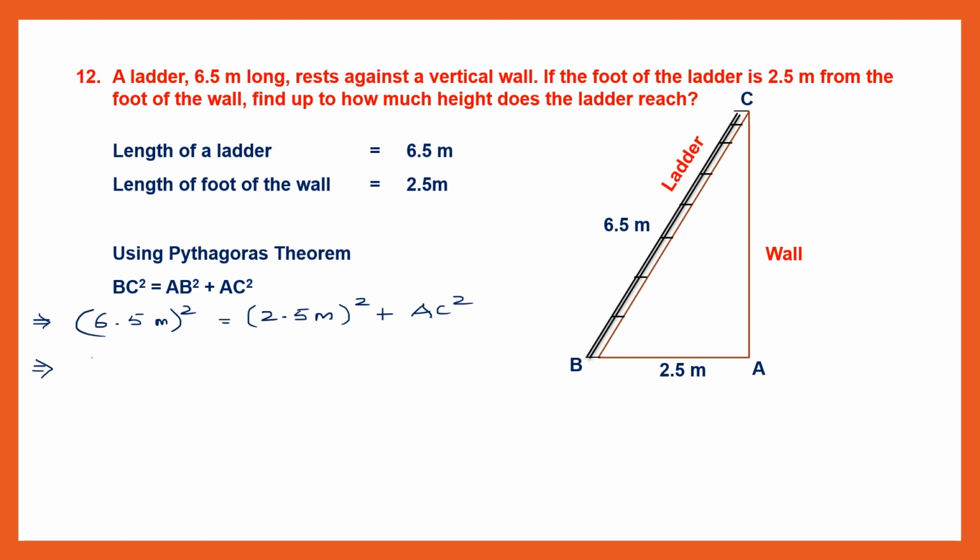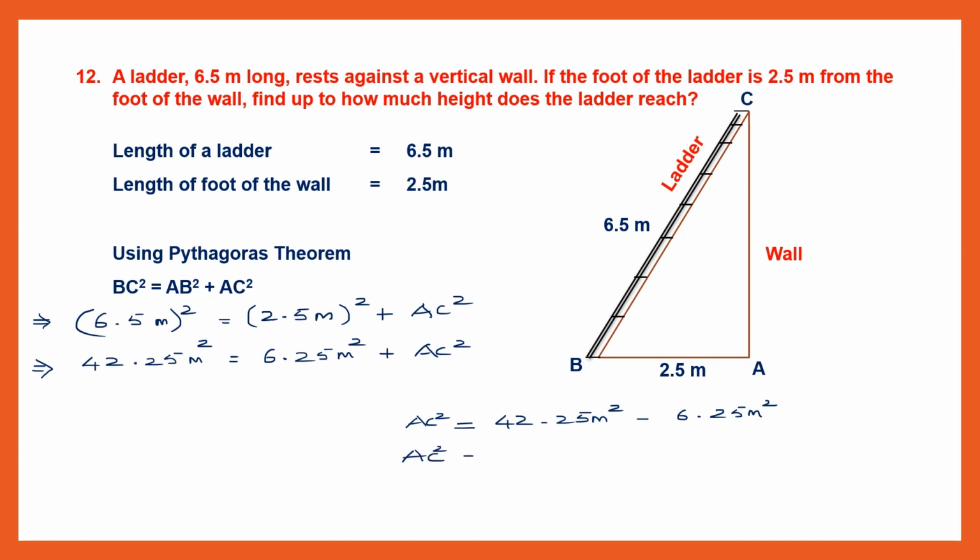So here 6.5 meters square means 6.5 into 6.5. That is equal to 42.25 meter square, and this is equal to 2.5 meters into 2.5 meters, which is equal to 6.25 meter square plus AC square. Now we are going to find AC square. So we're going to write AC square here as it is. And on the other side, we have 42.25 meters square. And we're going to subtract 6.25 meters square from it, because we have transposed 6.25 to the other side, it has now become subtraction.